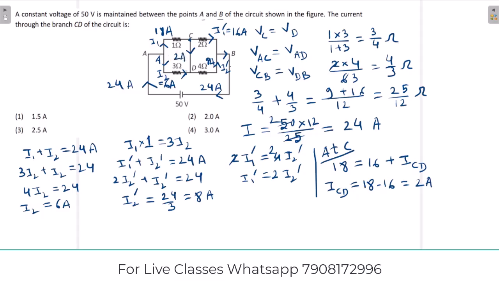You can find this current by applying Kirchhoff's current law at the point D also, and you will get the same answer, 2 ampere. So the current through the branch CD of the circuit is 2 ampere.